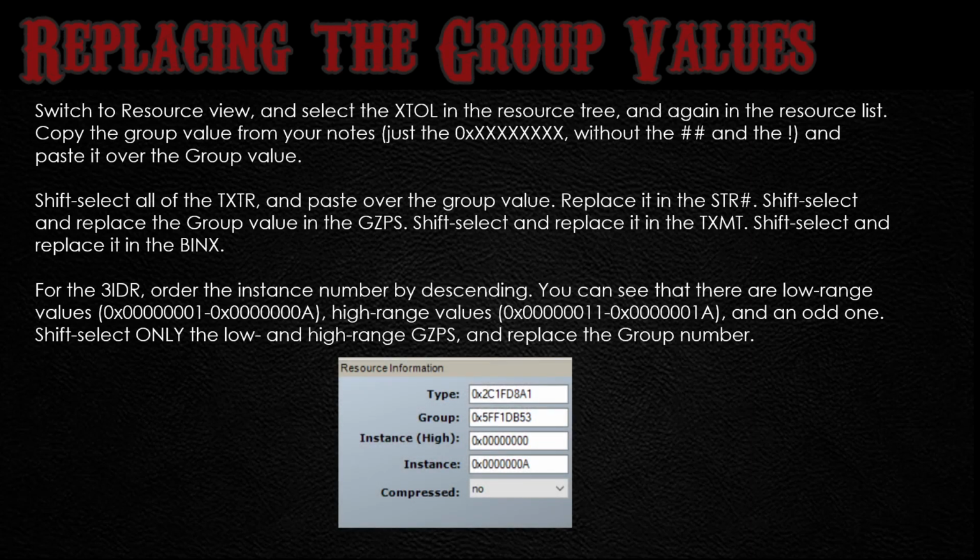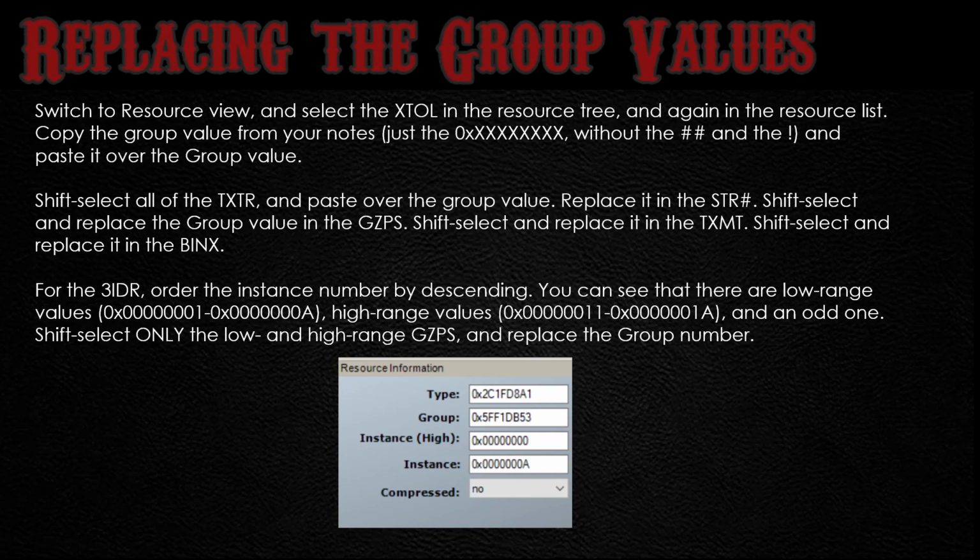So we switch back to resources. Then we start down at the bottom with the XTOL. And we select that in the resource list. We copy the group value from the notes. This time it's just 0 and then X and then the 8 characters without the 2 pound signs or the exclamation point. And we just paste that over the group value.